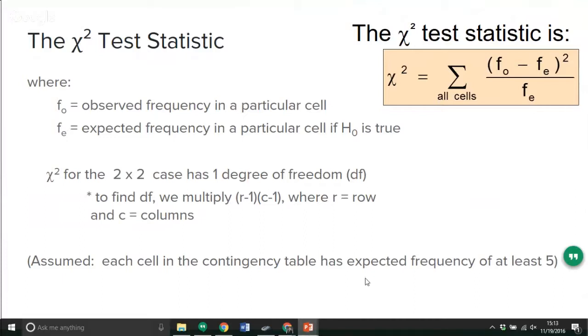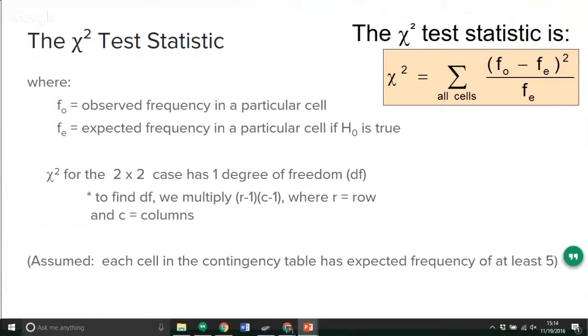Okay. And we always are trying to assume that each cell in the contingency table has an expected frequency of at least 5, so that the test statistic can actually run. Otherwise, we don't have enough data to be able to calculate our expected frequency count.